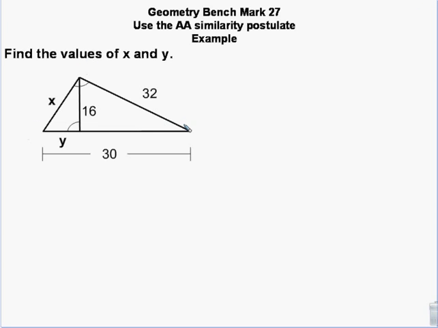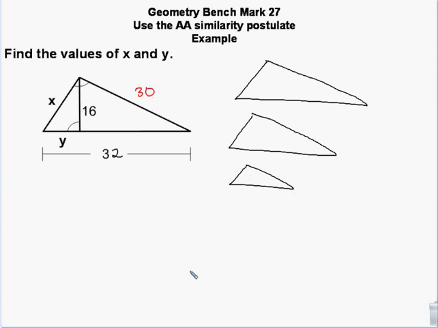Alrighty. Here I have more nested triangles, and I need to find X and Y. Alright, I have three triangles. I have the big triangle, the medium-sized triangle, and the itty-bitty triangle. I'm going to break them up into all three, just for labeling purposes. I have a big triangle, a medium triangle, and a little triangle.